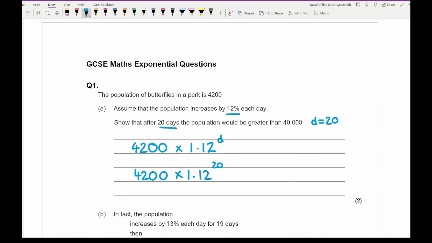and if I reach for my calculator, try and work that out, so 4,200 times 1.12 to the power of 20, and that gives me an answer of 40514.43099, which is greater than 40,000.